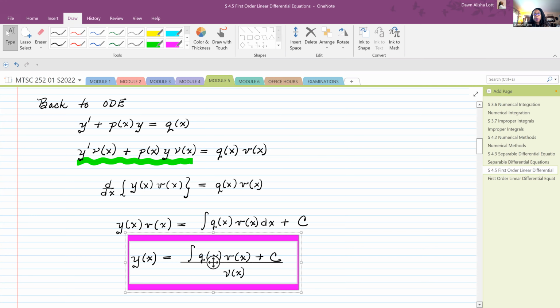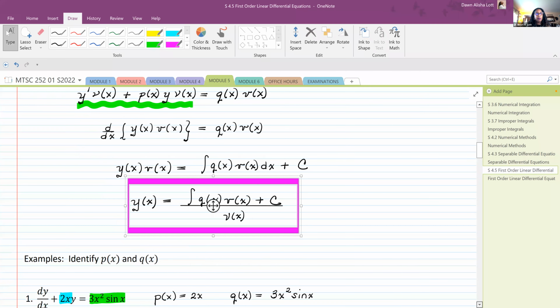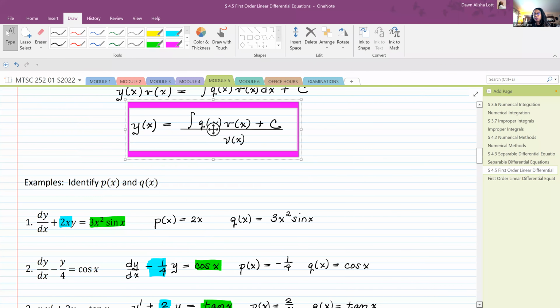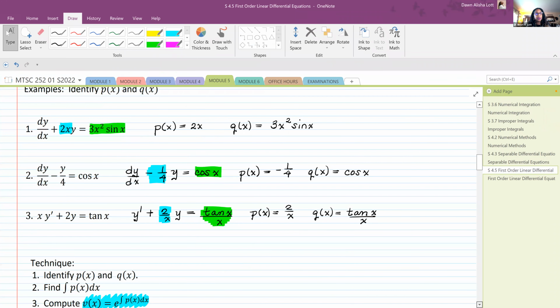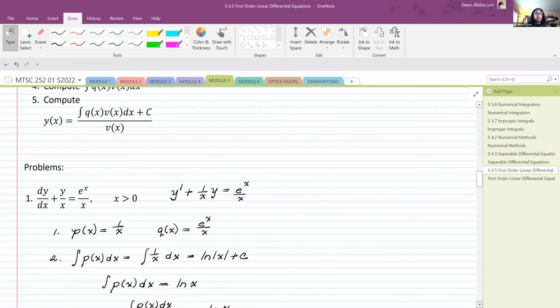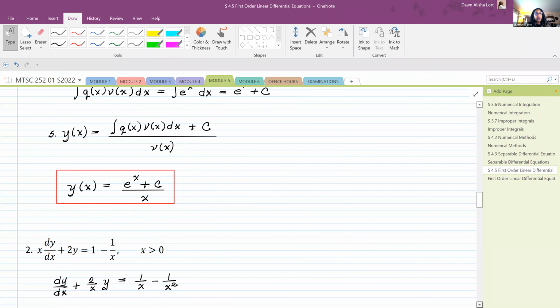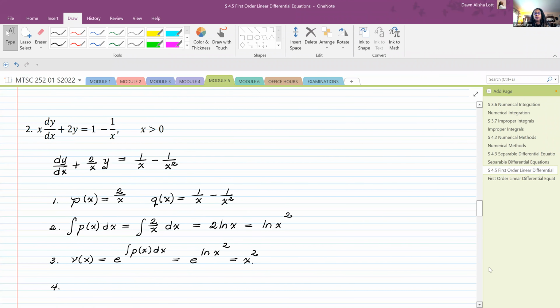So we were in the middle of a problem. I think we were doing problem number 2. And we said that this was originally not in standard form. We divided by x and put it in standard form. And then after we did that, we were able to follow our algorithm.